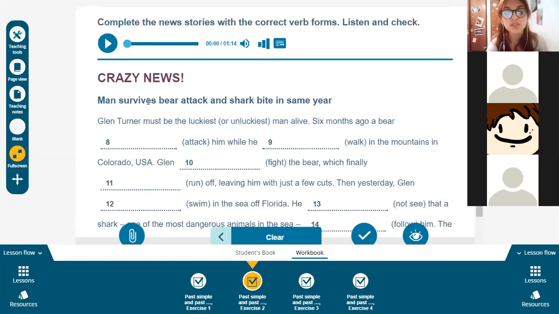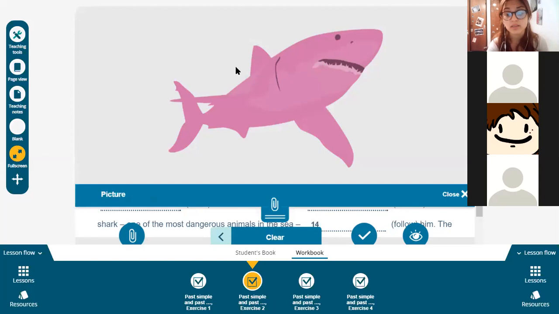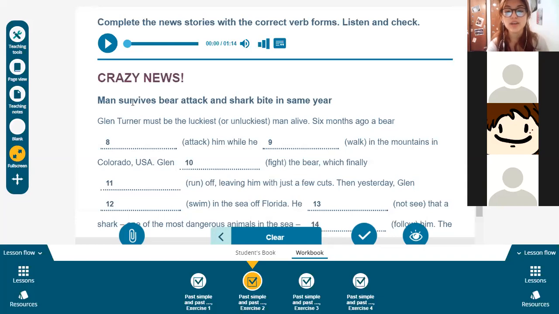This one says, man survives bear attack and shark bite in the same year. Poor man. Okay, that is the picture of a shark. So, based on the thing in italics, written in bold, what do you think might have happened here? A bear attacks the man and he survives, and then he goes to the sea and a shark bites him. I mean, poor guy, right? Just die already. Okay. We have Facu Romo. Can you start reading?